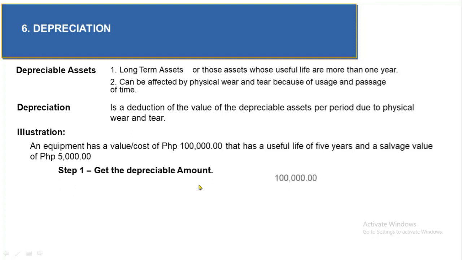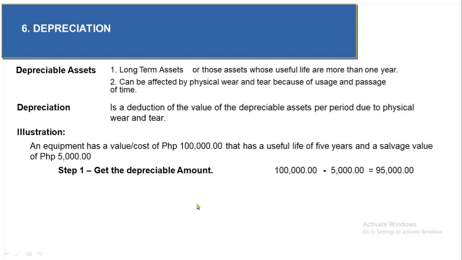So we have the historical cost of 100,000, but since the problem provided for a salvage value, then you deduct that 5,000 and then you are going to have the depreciable amount of 95,000. Sir, what is this depreciable amount? The depreciable amount is the total decline in the value if the asset becomes useless.